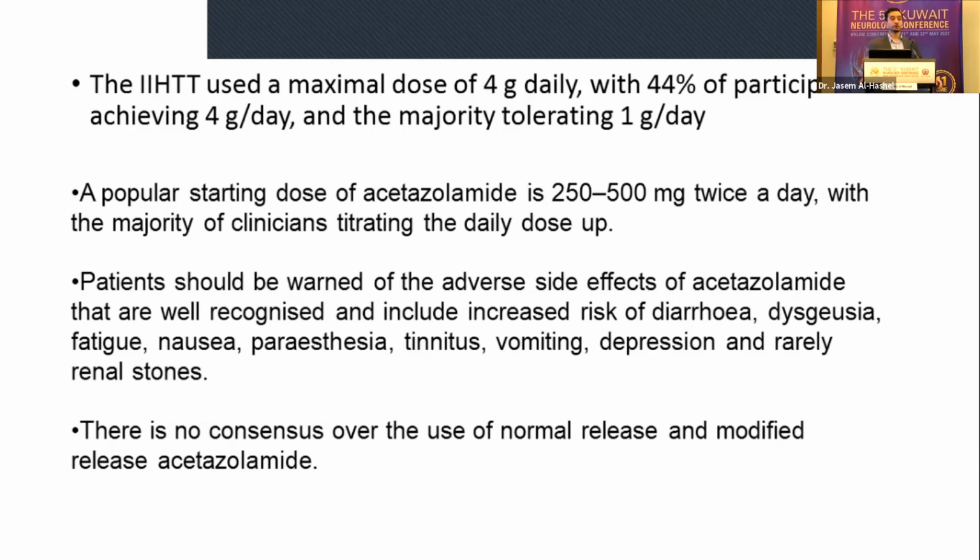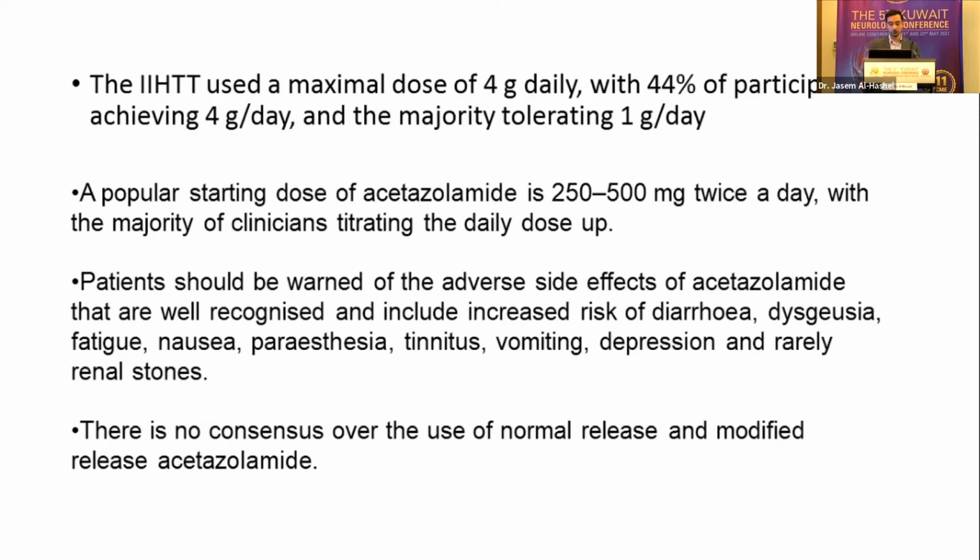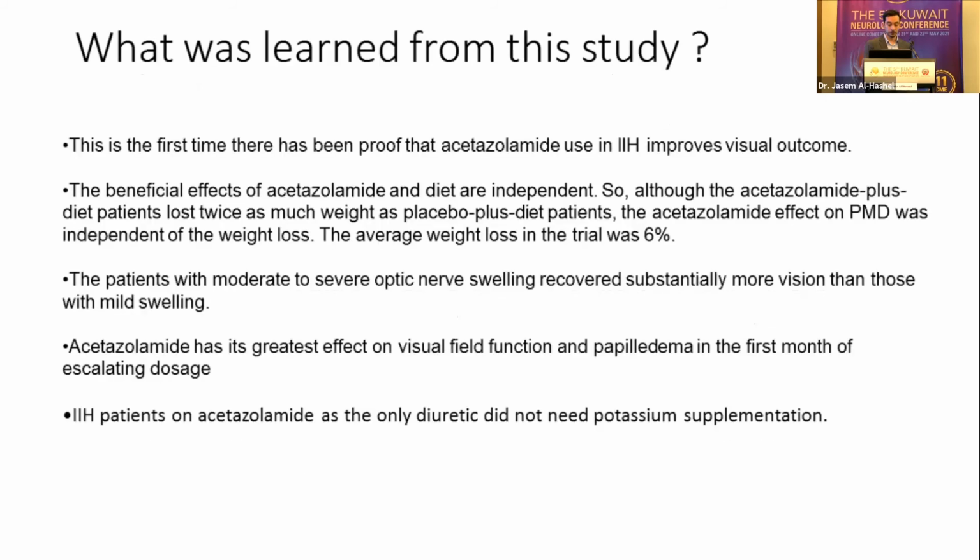The maximum dose they used was 4 grams daily of acetazolamide, which is a big dose, and the majority did tolerate 1 gram per day. What we usually do is start with 250 milligrams twice a day or 500 twice a day, depending on the patient, and then you titrate up, usually to a maintenance of 1 gram, and you follow up the patient, and you can go up as far as the patient is tolerating. The main side effects would include paresthesias in the face and the peripheries, and altered taste sensation. They can get nausea and fatigue, and you should advise them to watch their fluids because they are at risk of renal stones.